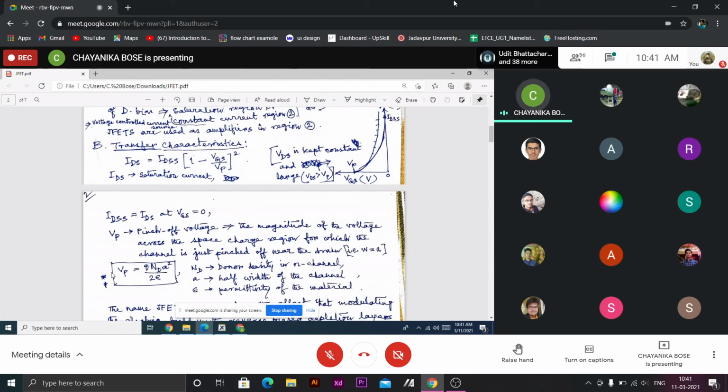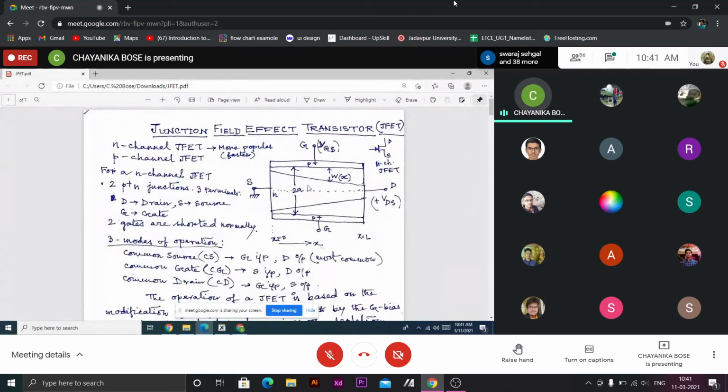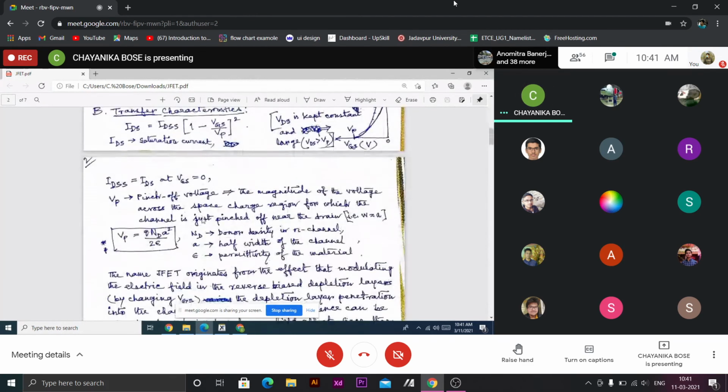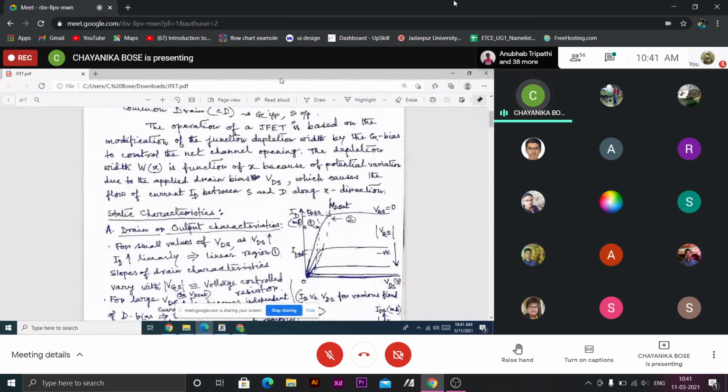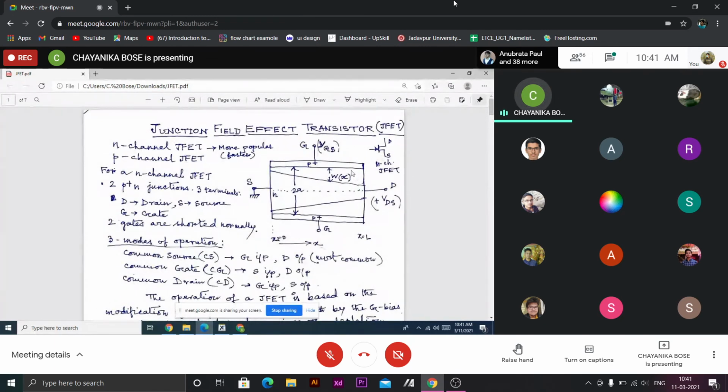Obviously, because Wx will depend on this. If our Nd is smaller, the depletion region will extend more. And if our a becomes larger, then a higher voltage will be required so that such pinch-off of the channel appears. So this is our pinch-off voltage. So when we increase the VDS gradually, and when VDS is Vp, VG being 0, then the effective reverse bias is VDS, and channel pinch-off takes place.